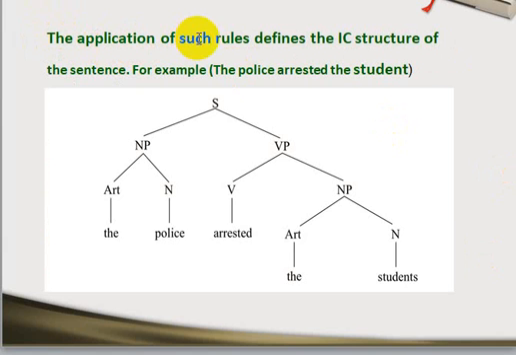The application of such rules defined the immediate constituent structure of the sentence. For example, the police arrested the student. What do we have here? This is a tree diagram. Sentence divided into noun phrase and verb phrase. Noun phrase: here we have article "the" and noun "police". On the other side, verb phrase, which is divided into main verb "arrested" and noun phrase: article "the" and noun "student".